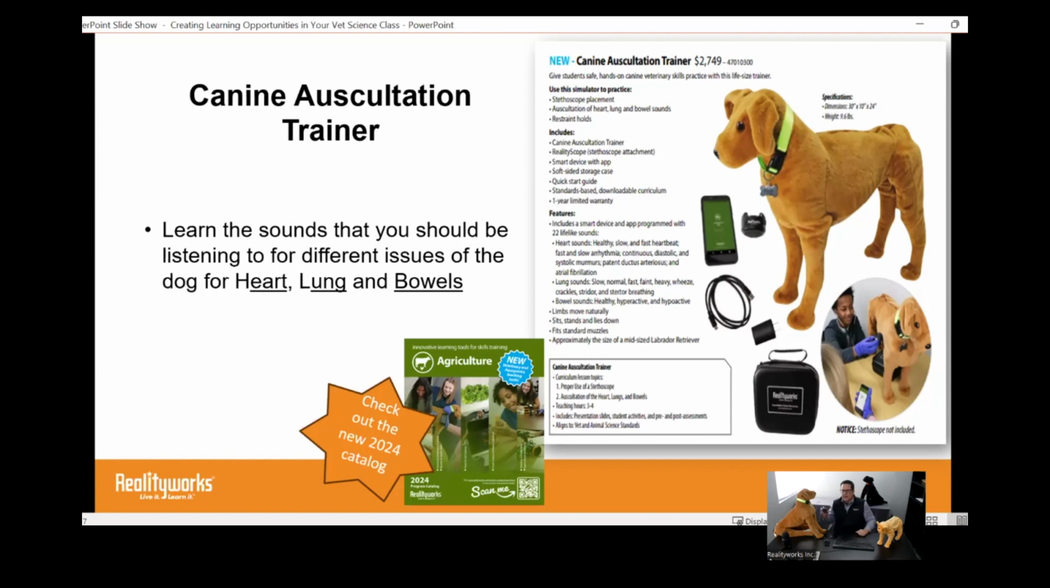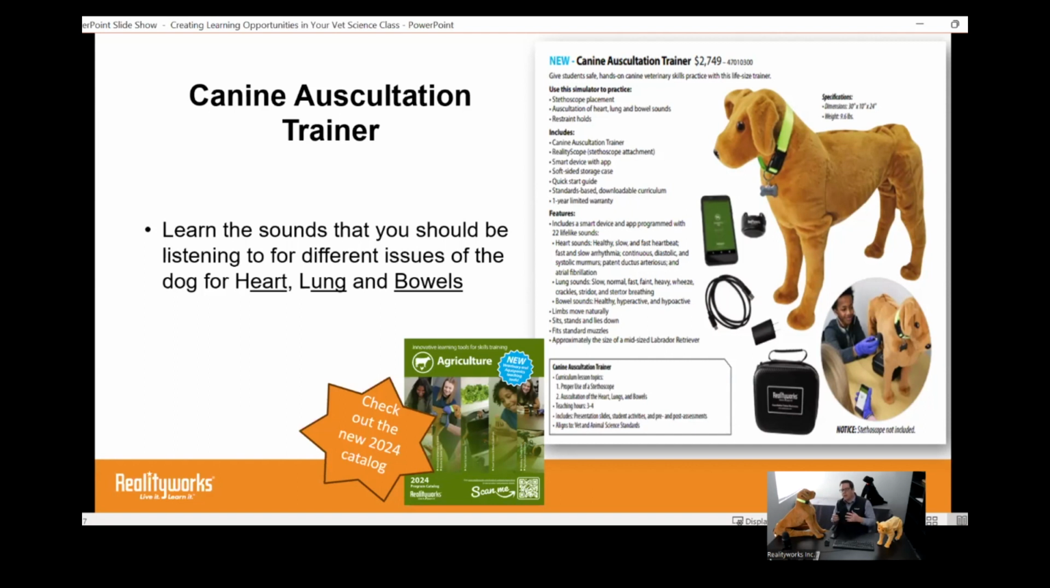So if I am in the heart sounds area and I put it on my dog and I'm in the wrong place, I'm going up here, I'm not going to hear any sounds. But if I start putting it into the right place, then all of a sudden I'm going to hear the sound. And then I want to also be able to listen to the sound and be able to hear what that sound is and what type of sound I should be listening for.